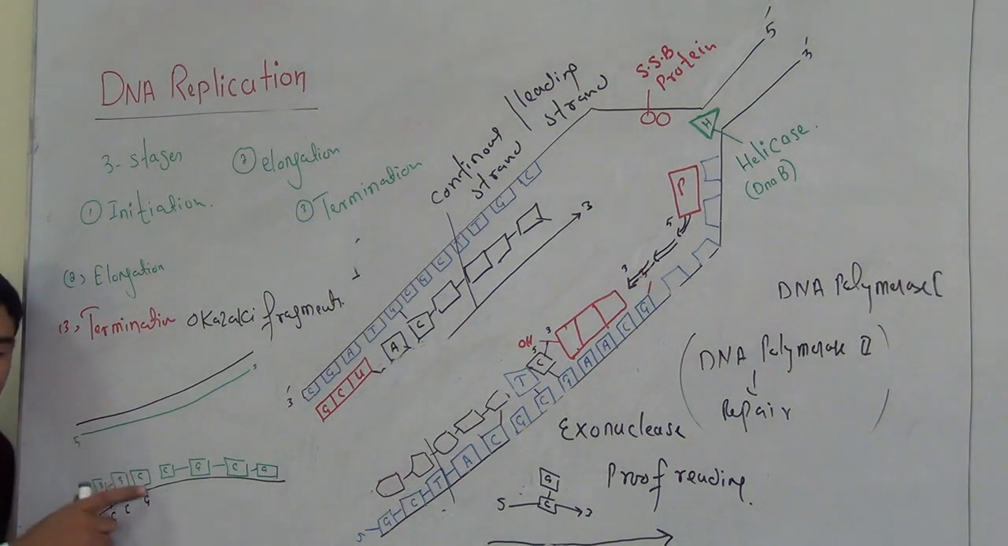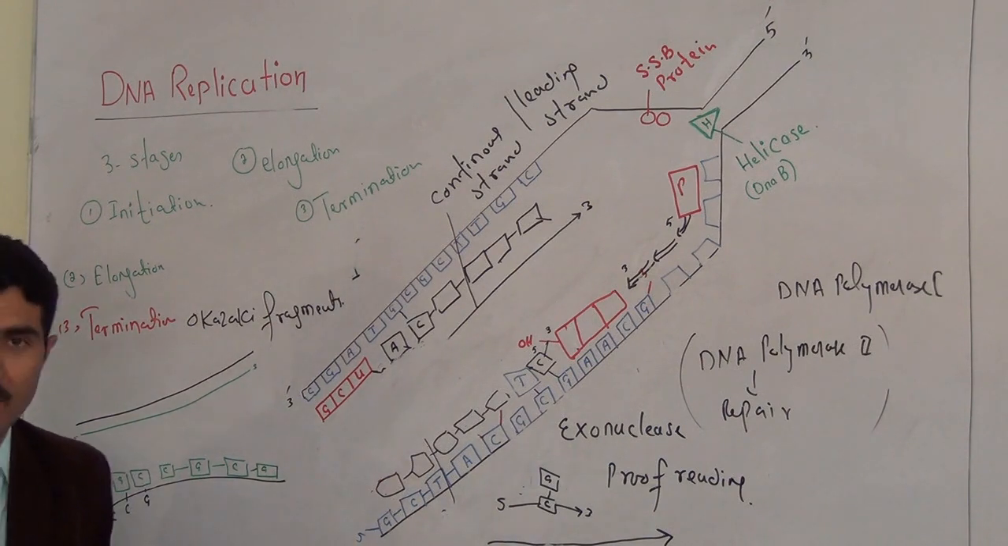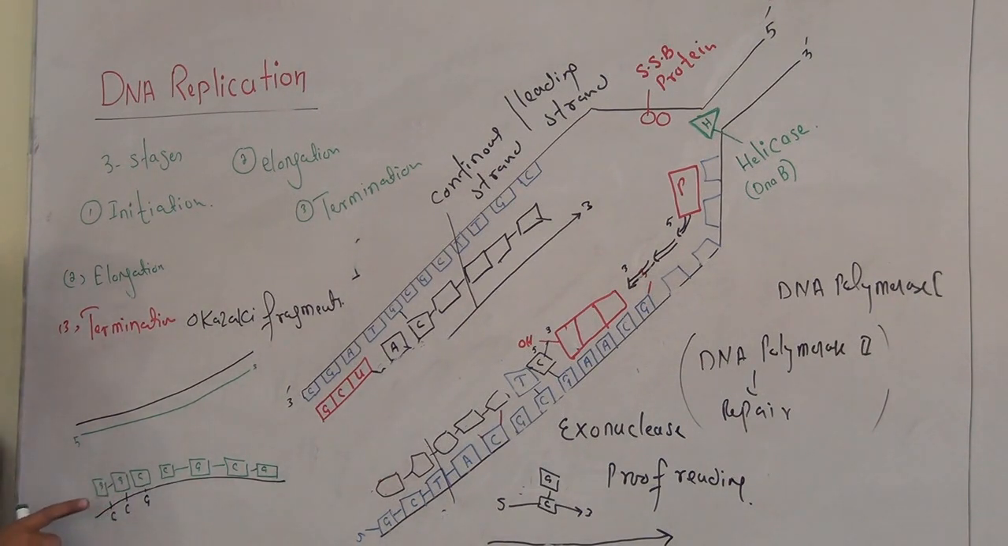So this was a kind of gap left. The gap which is left due to the removal of the primer must be filled. So who will do this? The polymerase 1. This is called the polymerase 1 activity, DNA polymerase 1 activity. So wherever you find a primer, the primer will be removed, and in place of the primer, the nucleotide sequence will be placed, especially in the discontinuous strand, in the lagging strand.